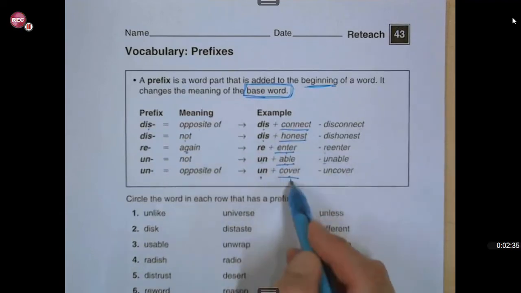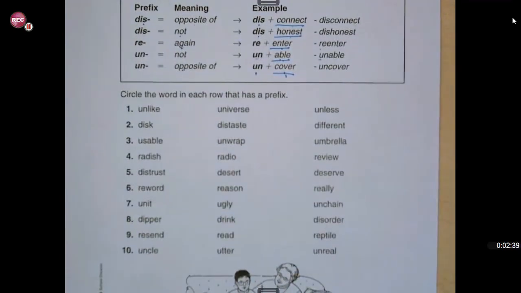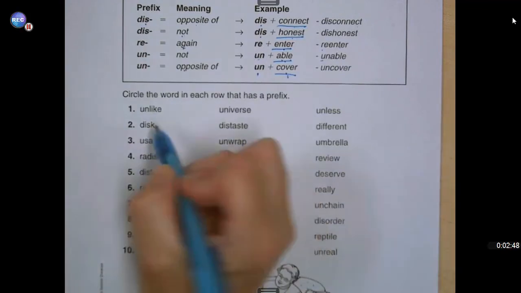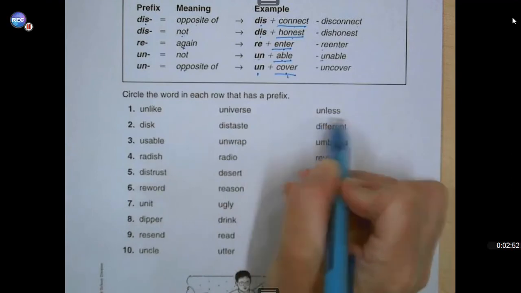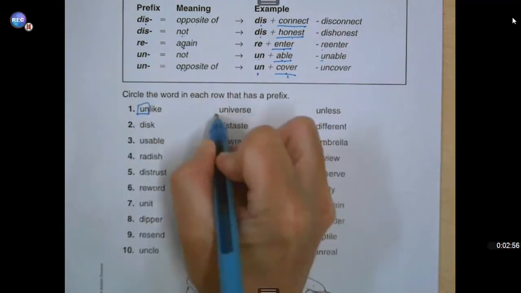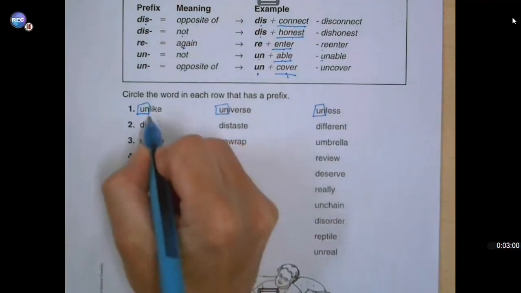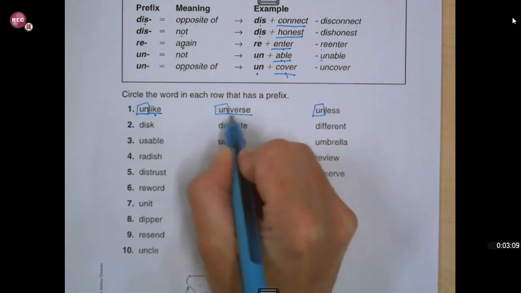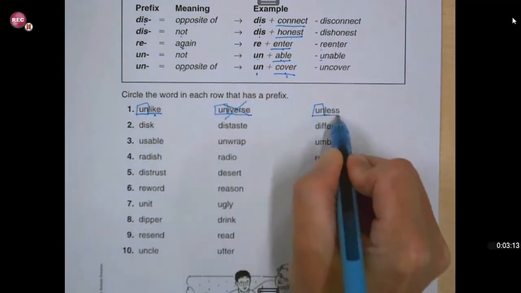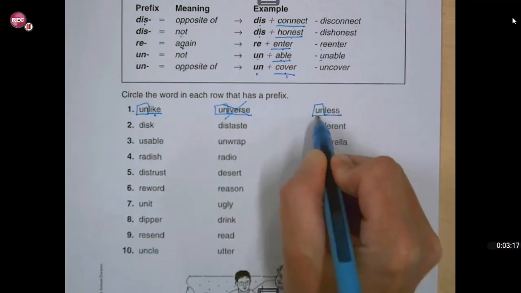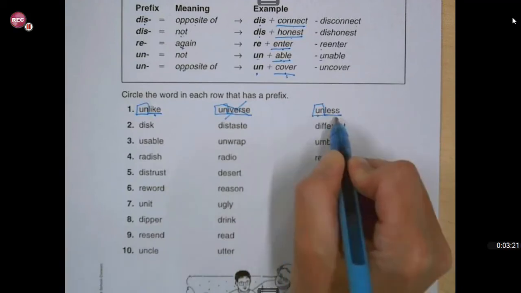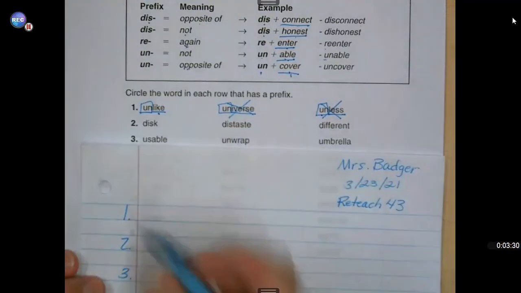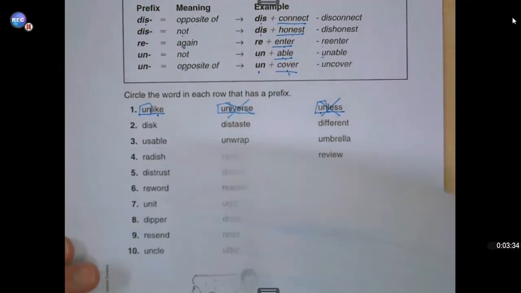So having a base word that stands alone is very important for this assignment today, and I'll show you why. Let's look here. Circle the word in each row that has a prefix. Remember, it has to have a base word in order to have a prefix. I'm looking at these words: unlike, universe, unless. I see an un here, an un here, and an un here. So we have to look at the base word. Like, yes, that is a base word. Averse? I'm not sure that's a base word, so I'm going to cross that out. And then less. Less is a word, but we know that un means not, or the opposite of. Unless means not less. But is that how we use it in a sentence? No. So the word you would write on your paper for number 1 would be unlike. If you got that right, give yourself a star.